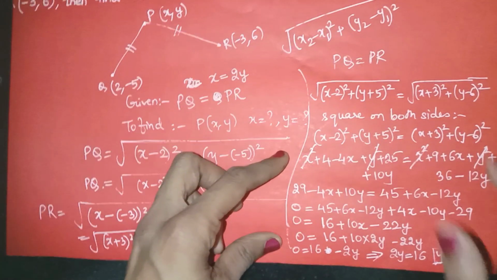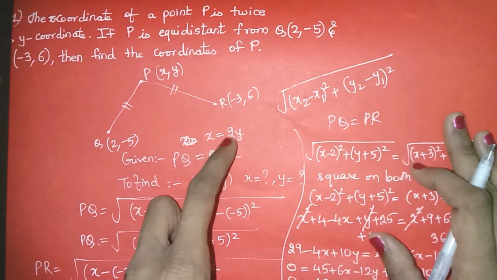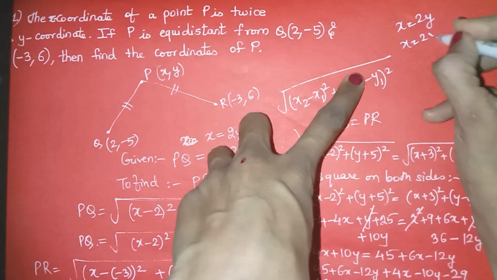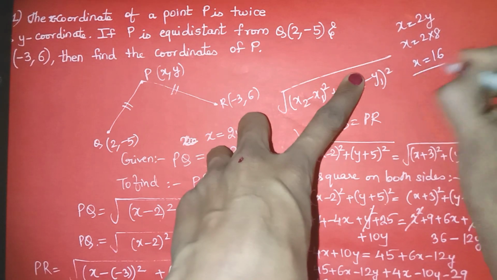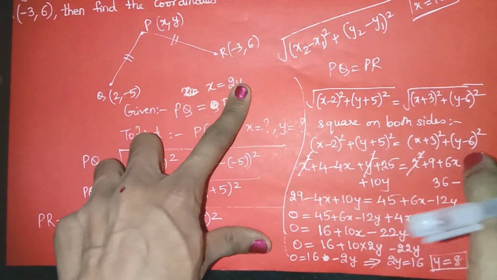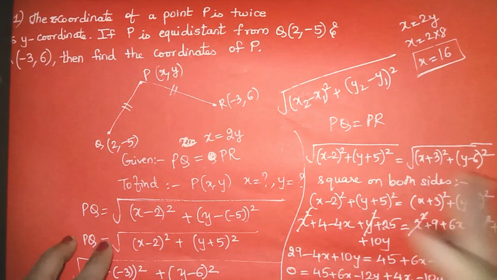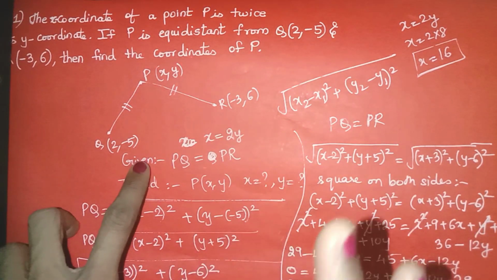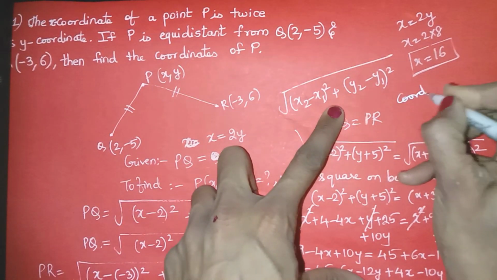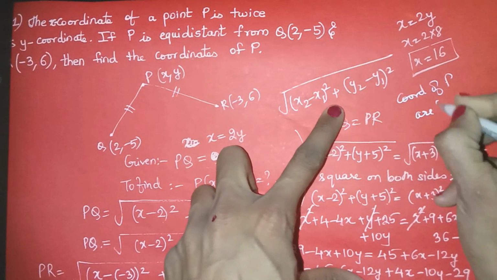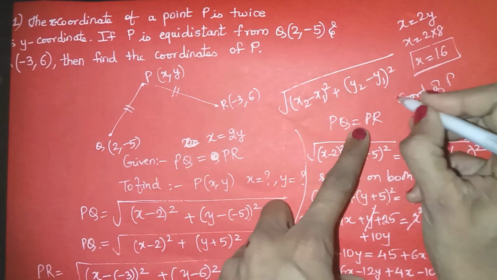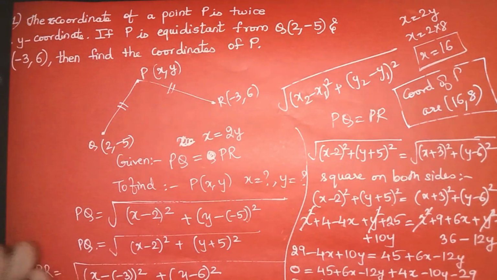Now y we got as 8. Let me just put that value here. So when x is 2y and I put y equal to 8, what will I get as x? 16. That's right, friends. So x is 16 and y is equal to 8, but we don't have to leave the answer like that. We have to give the coordinates of P. So we have to give it in the proper order. So we can say that the coordinates of P are 16, 8. First the x coordinate and then the y coordinate. I hope you understood, friends, how to do this question.